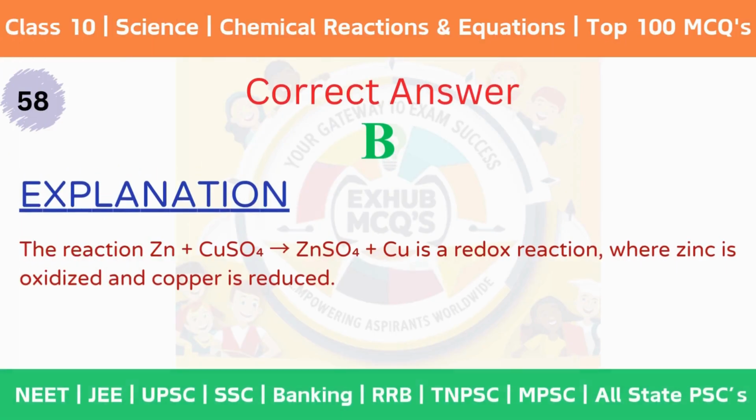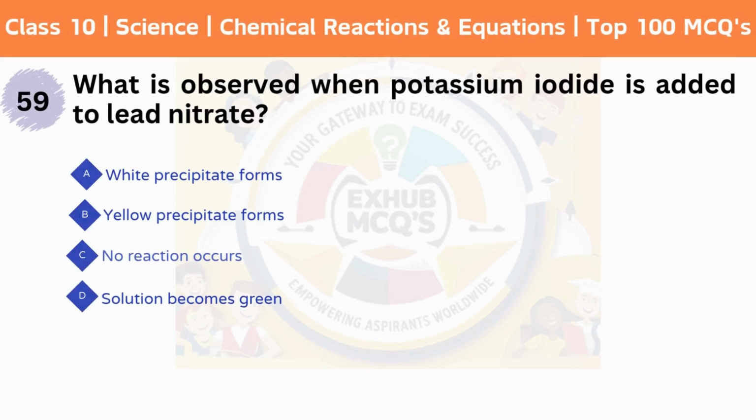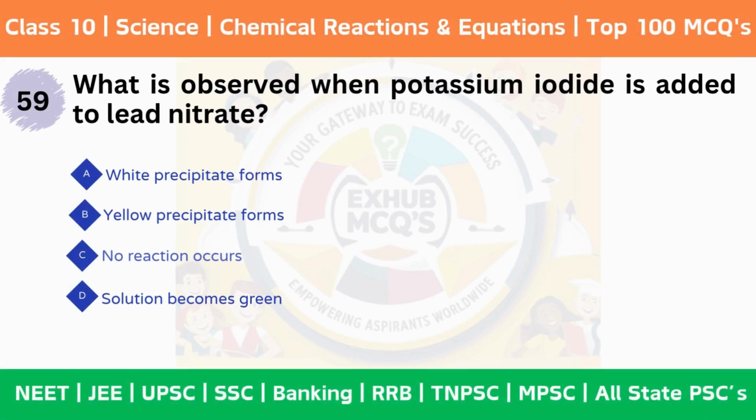The correct answer, option B, zinc reacting with copper sulfate to form zinc sulfate and copper. Explanation. This is a redox reaction where zinc is oxidized to zinc ions and copper ions are reduced to metallic copper. MCQ 59. What is observed when potassium iodide is added to lead nitrate?